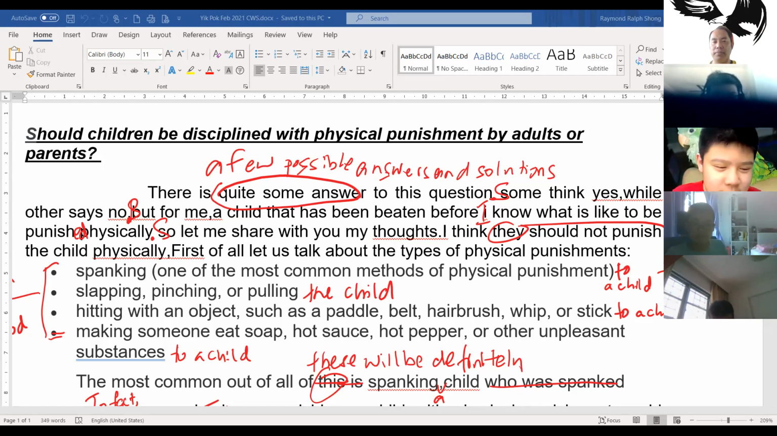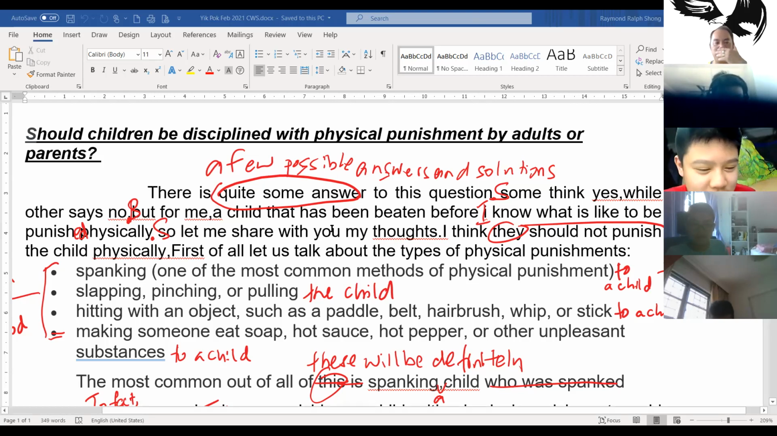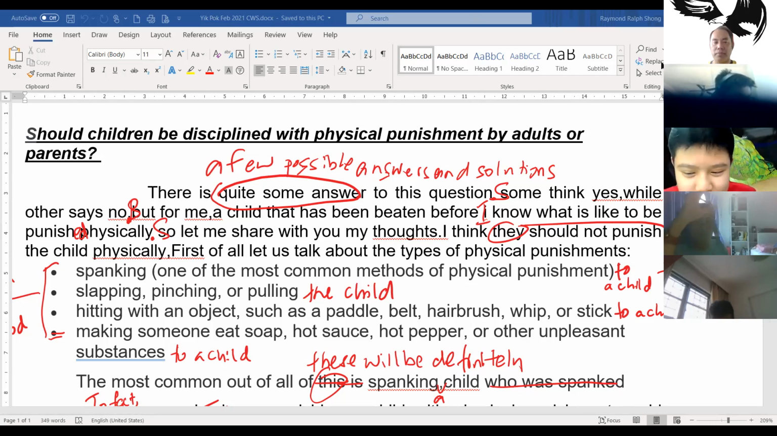Some say yes, while others say no. But for me, as a child who has been beaten, I know what it's like to be punished physically. So let me share a few of my thoughts. I think they should not be punished. They should not punish the child physically. First of all, let us talk about the types of physical punishments.